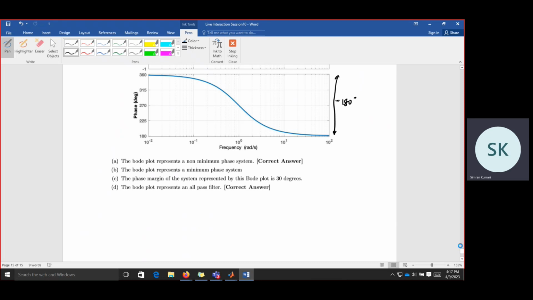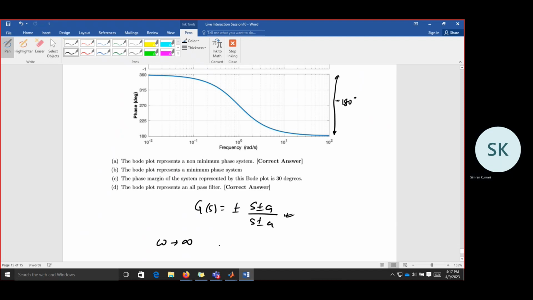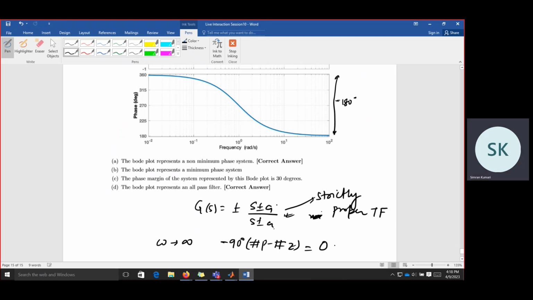So what can we say about this one? Obviously, since this is having magnitude as 1, its transfer function should be like this, so that these two in magnitude will give 1 after cancelling out. And since there is a delay, what delay do we expect for this system at omega tending to infinity? If it is a minimum phase system, this would give minus 90 times number of poles minus number of zeros. Now same number of poles and zeros because it is a proper transfer function. So we have this as 0 degree.